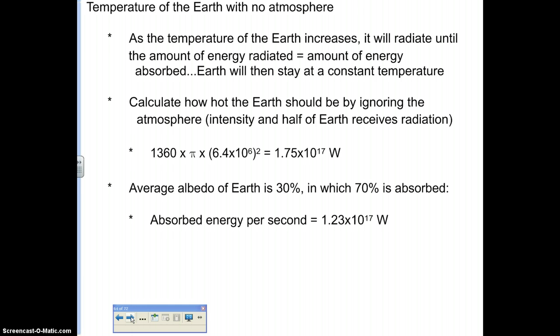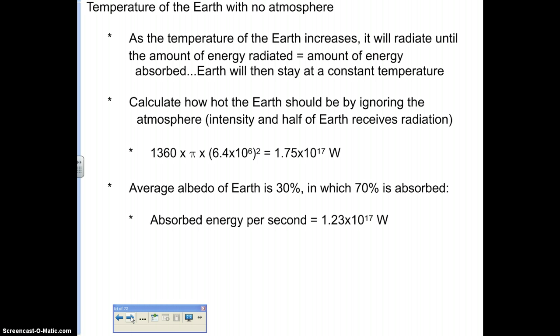Temperature of the Earth with no atmosphere. So what if we had no atmosphere? As the temperature of the Earth increases, it will radiate until the amount of energy radiated equals the amount of energy absorbed. Then Earth will stay at a constant temperature. Well, guys, stop and think. That takes you back to the second law of thermodynamics. If you're at the same temperature, then that's quote-unquote the end of the world.